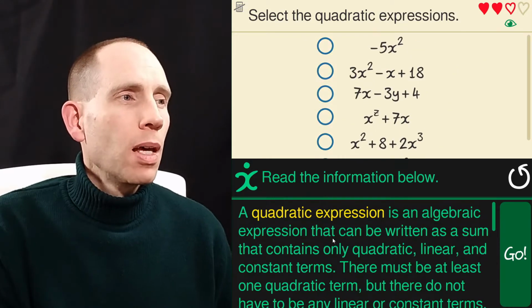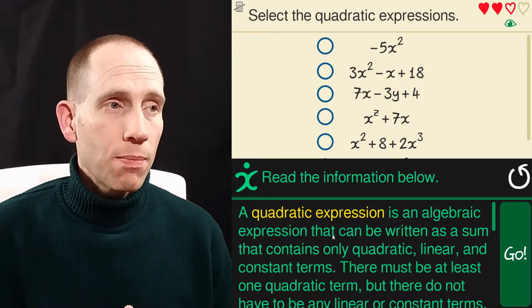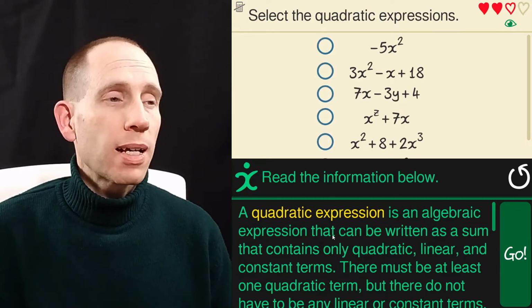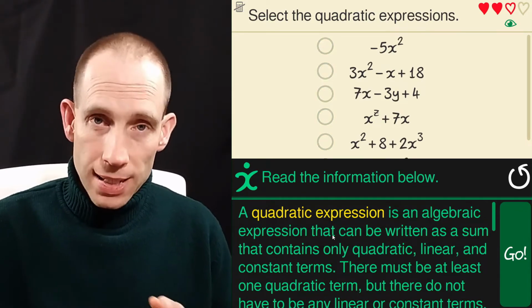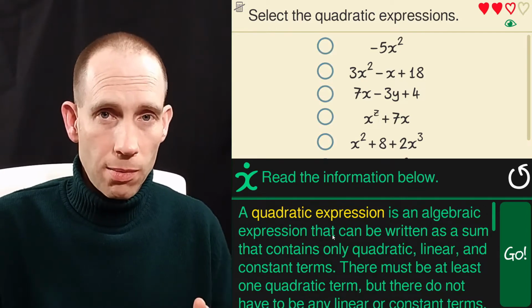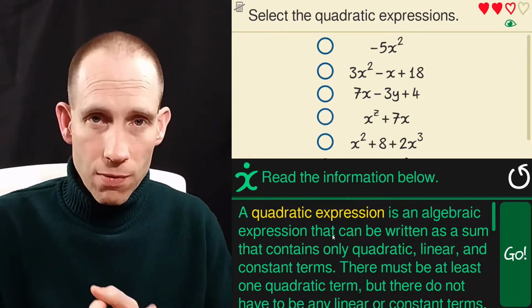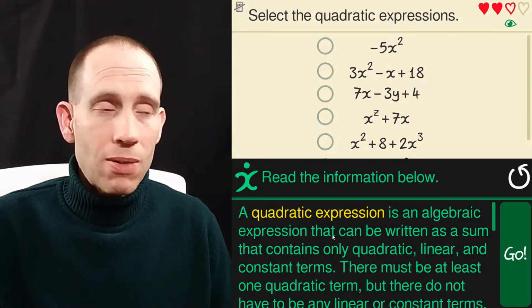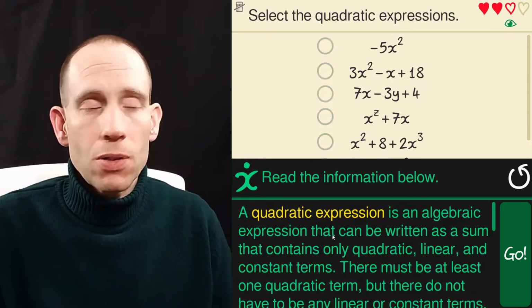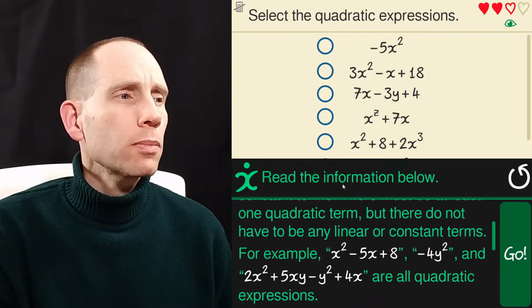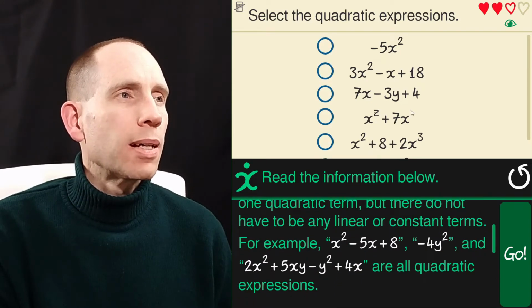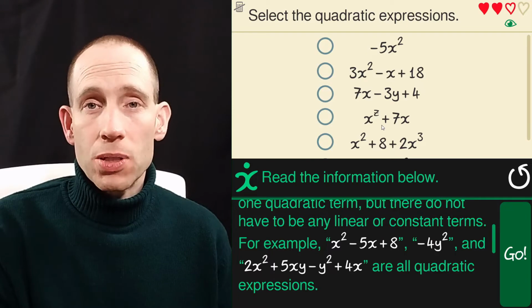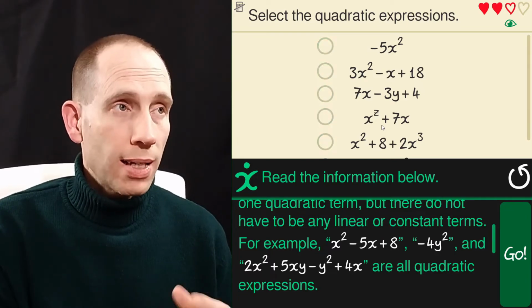possible answers. So a quadratic expression is an algebraic expression that can have quadratic terms, linear terms, or constant terms, but not anything else. It's got to have quadratic. It doesn't have to have the linear or the constant as long as it doesn't have anything else, but it can have linear or constant as well. And that sort of explains it with an example. So I'm going to go through each of these options and see whether they are quadratic expressions or not.